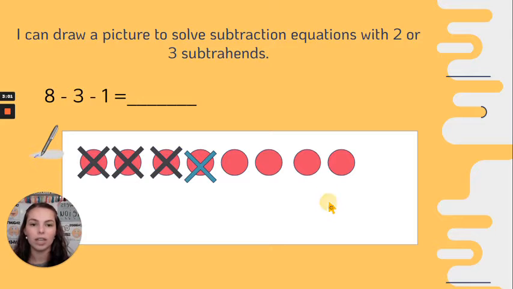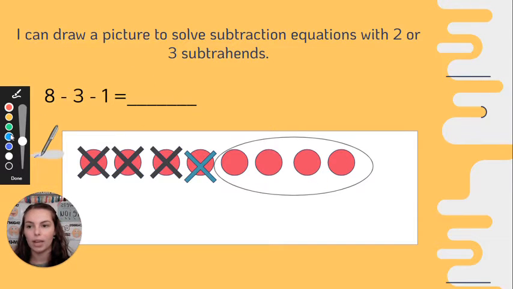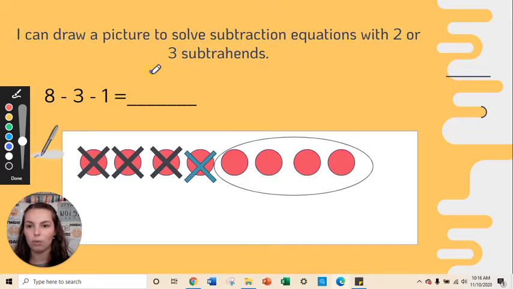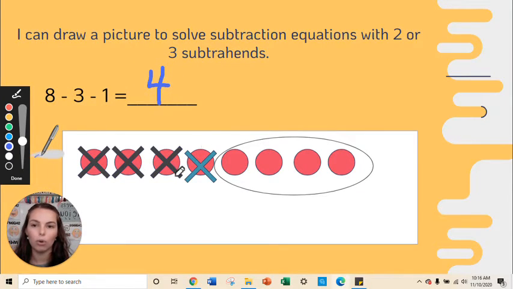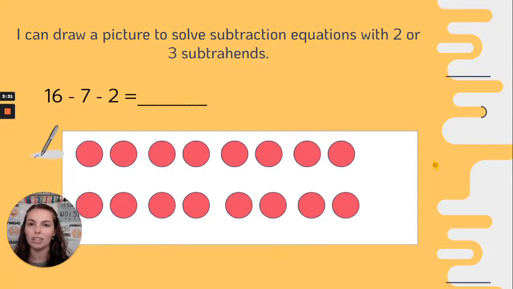And then your answer is going to be whatever is left over. So we can pretend you have 8 apples. Somebody ate 3 apples. Another person ate 1 apple. So how many do you have left? 1, 2, 3, 4. So write in, even after you solve this, I want you to write in the blank what your answer is. 4. Awesome. Let's try another one, a little bit harder.